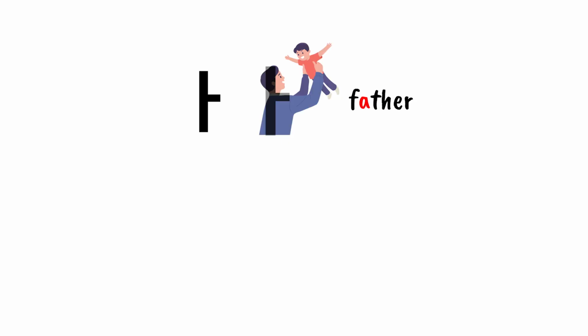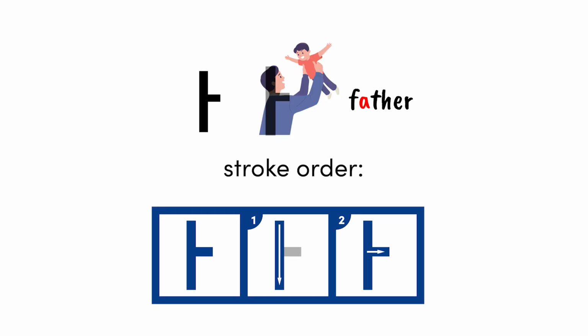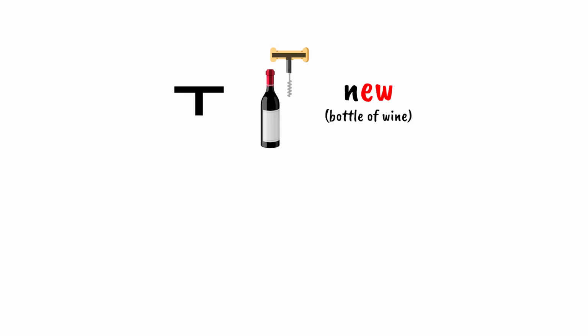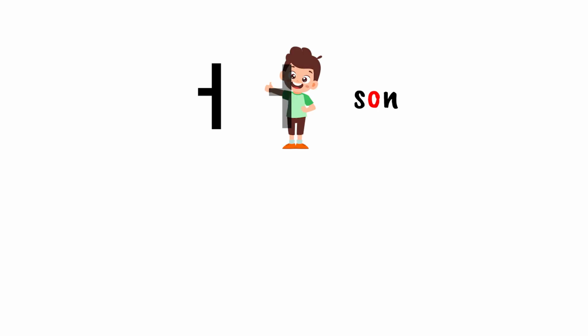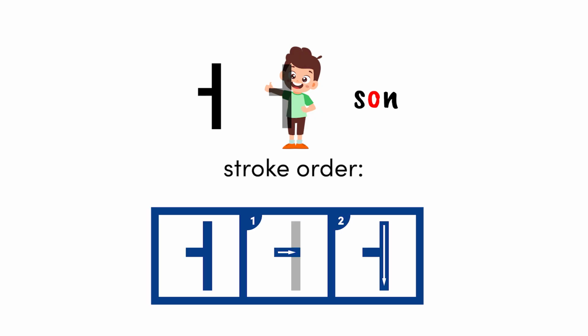This letter points right, makes the A sound like in father. This letter points down, makes the U sound like in new. This letter points left, makes the A sound like in son. There are two more basic vowels.